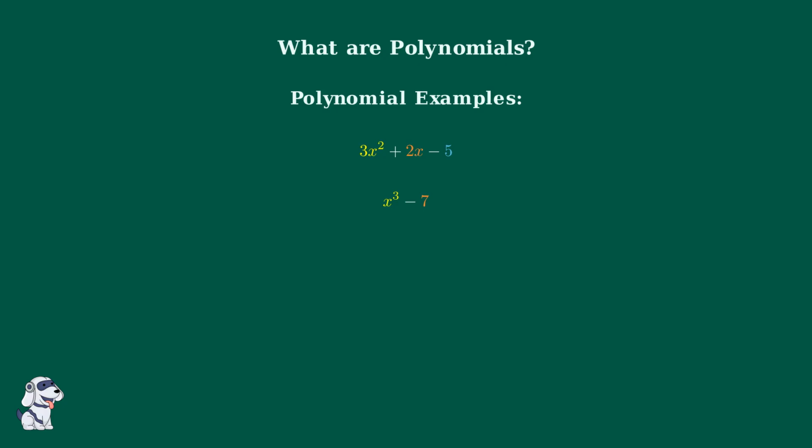Here's another polynomial, x cubed minus 7. Notice it has a cubic term and a constant term. Even a single number like 8 is considered a polynomial. It's called a constant polynomial because it has no variables. Now let's see what makes an expression not a polynomial.